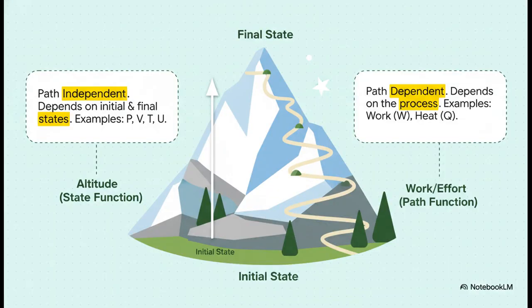And the flip side of a state function is, you guessed it, a path function. While your final altitude at the summit is fixed, the amount of work you did to get there absolutely depends on the path you took. The winding path is longer. The steep path takes more effort. In thermodynamics, work and heat are our path functions. For them, the journey is everything.